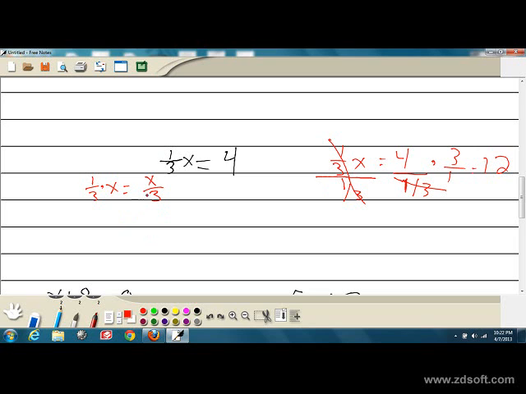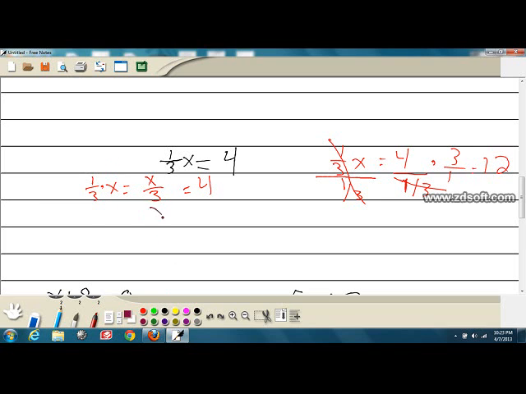1/3 times x is the same thing as saying x over 3. Now this is a little bit easier. So remember, this line means to divide. So what it's saying is x divided by 3 is equal to 4. So now, how do you get rid of division? Well, what's the opposite of division? Hopefully you say multiplication.